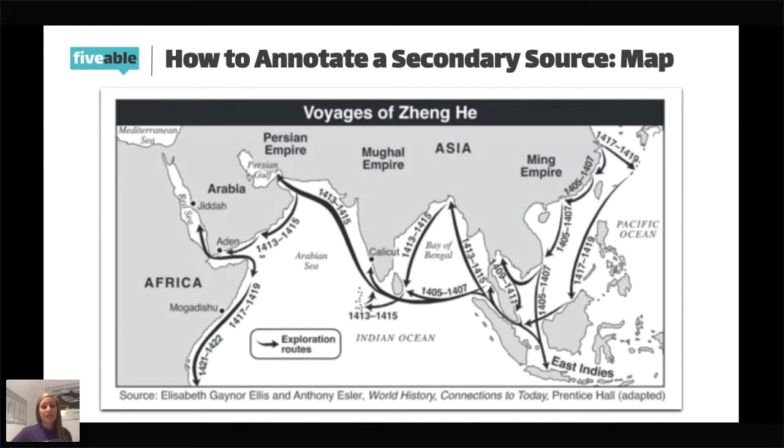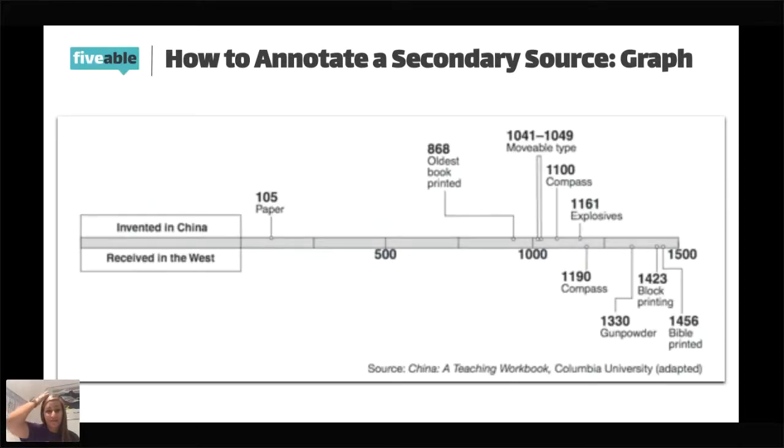Let's do another non-text secondary source, a graph. This graph here, it actually does take a little bit to kind of read through, because it just looks like a cog, you know, all these kinds of things coming off it. It's actually just a timeline, but there's really no title here. So we need to kind of look at what this document is showing us.